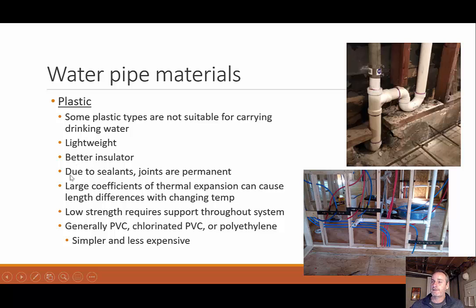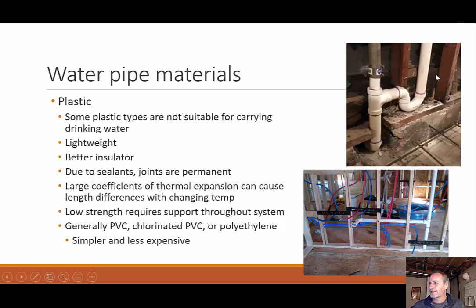Anyways, it's lightweight, better insulator. Joints are permanent, mainly. Large coefficients of thermal expansion can cause length differences with changing temperature. So if you think about hot water, plastic generally expands more than copper or galvanized when it's heated. So you could have some issues if you had a really long run with expansion. Low strength requires support, generally made out of PVC, chlorinated PVC, or polyethylene. Simpler and less expensive than some of the other systems. I think that's why I'm seeing more and more of it. And like I said, they're more likely to use that manifold system as opposed to the branches in the trees.